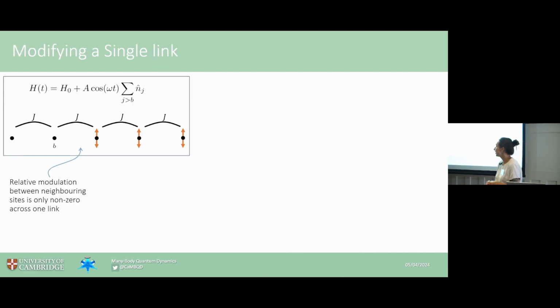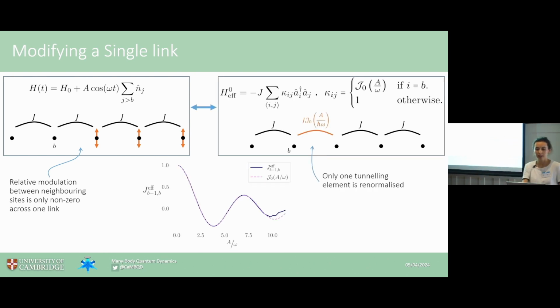Now to look at something slightly more practical: if we want to have control over a single link in a one-dimensional chain, we can utilize the fact that it's only relative modulation between neighboring sites that induces some renormalization. If we were to drive all sites on one side of this chosen link, then we would expect to only engineer this renormalized tunneling in this chosen link. We can verify that this works by calculating the stroboscopic Hamiltonian, and we can see that it follows this Bessel function behavior.